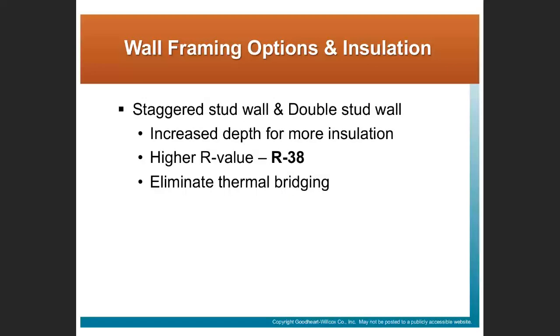Right, so I think when we looked at our Sullivan or Marseille, we had 2x4 framing members, and I think probably R11 or R13 wall insulation. We just looked at R19 and a 2x6 wall. If we're using some of these techniques of staggered stud or double stud wall, we can get a much higher R value. We can get up to something like R38, and we also have tackled that problem of thermal bridging.